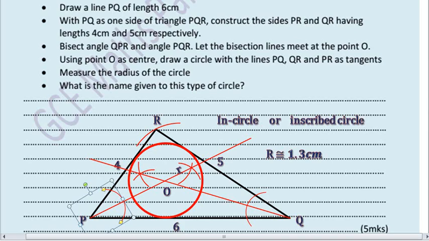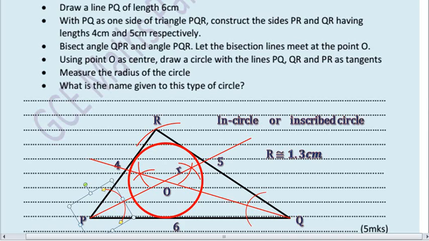And using O as center, we can now make a circle with the tangents PR, RQ, and PQ. This means that these lines touch the circle at only one point. And this is the circle that we will form. We open it out to one of these ends and we form this circle.